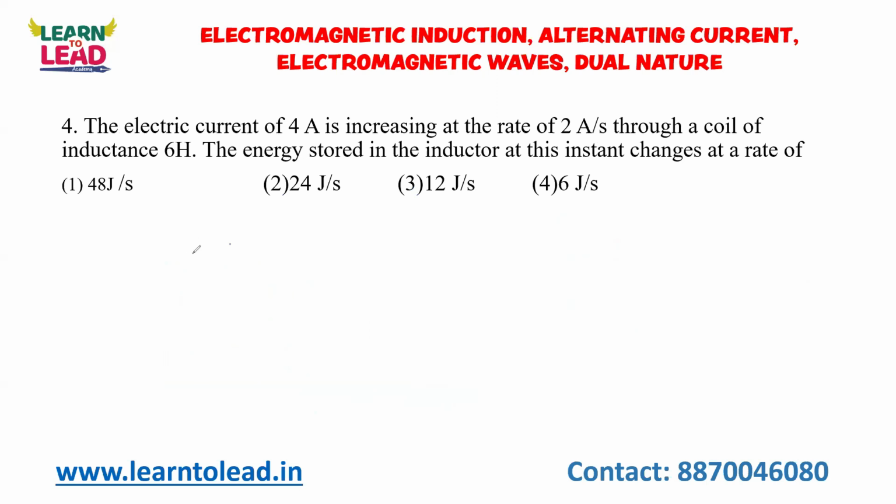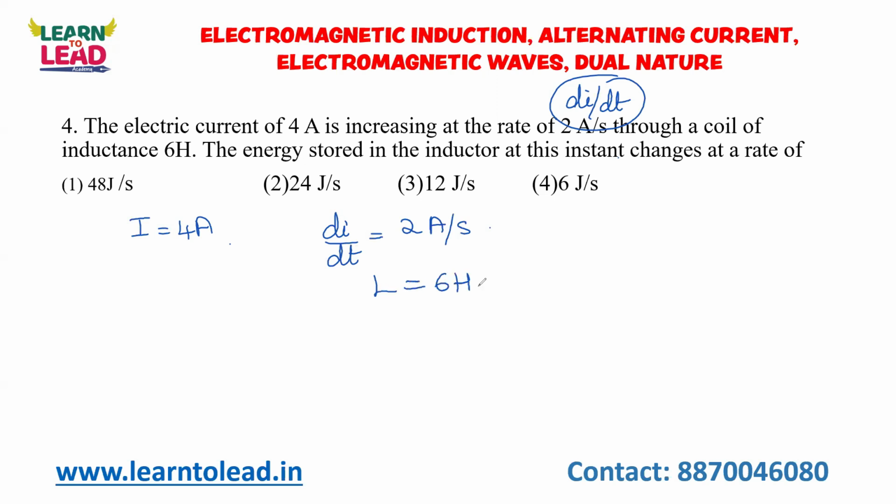Now, the next one. The electric current of 4 amperes. First you should note down what they have given. 4 amperes is increasing at the rate of 2 amperes per second. The rate is with respect to time, current with respect to time, di by dt. So di by dt is equal to 2 amperes per second, through a coil of inductance 6 Henry. The energy stored in the inductor at this instant changes at a rate of what?